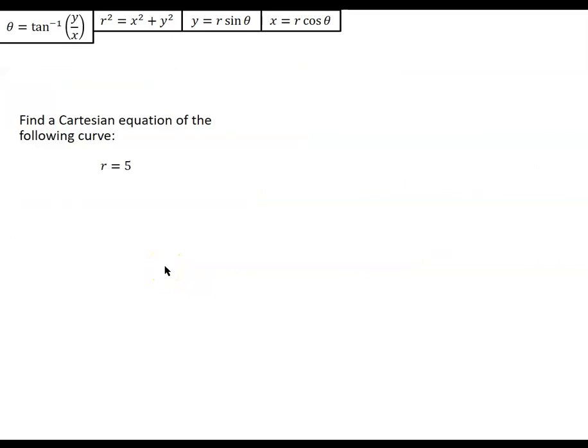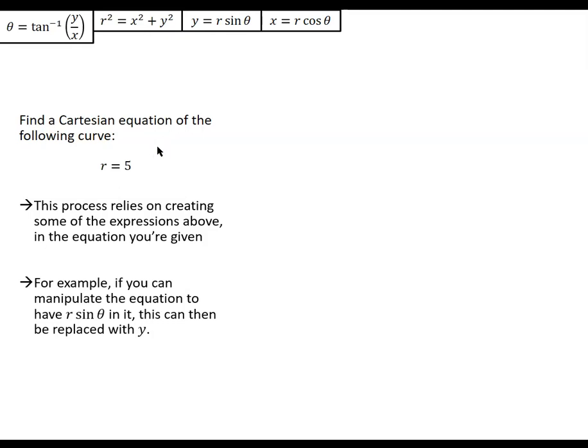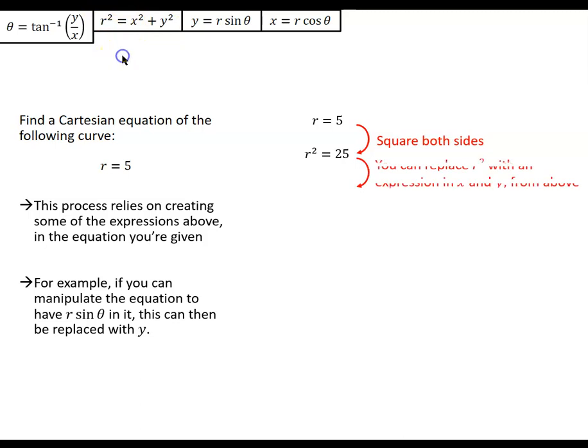So let's have a look at some examples. Here I've got to find the Cartesian equation of the curve r equals 5. This process relies on using some of these expressions above and trying to turn this equation into one of them. For example, if I could make the equation have an r sine theta in it, then I could replace that with a y. I can't do that in this case, but what I can do is square both sides. Now I have an r squared. This relationship here has an r squared, so I can replace the r squared with x squared plus y squared.